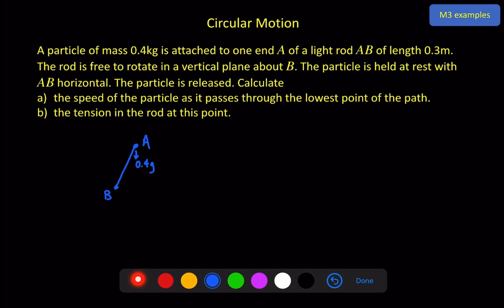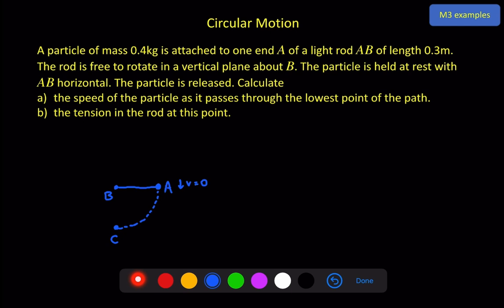I'm going to have to redraw that because the particle is held at rest with AB horizontal. The particle is then released. Okay, let me get rid of that. We've got B here. AB is horizontal. It's held at rest. So initially V is 0, and then it's released. Of course, it's going to come down and around like this. Calculate the speed of the particle as it passes through the lowest point of the path. So that's down here. We call that C. And then we also need the tension in the rod at that point.